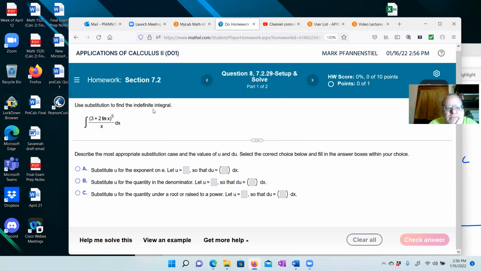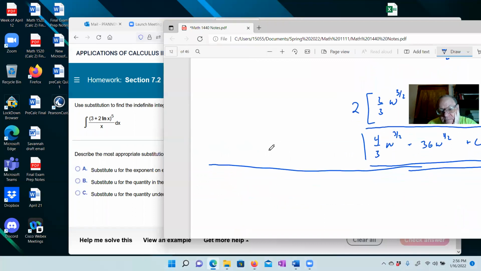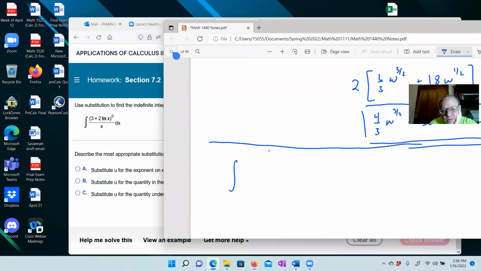Yeah, this will go. Okay, so again, this piece here is kind of screaming at us: let whatever's inside its power be u, because we really don't want to multiply all of this out. So we have the integral of (3 + 2 ln x) all raised to the 5th power. Looks delightful, doesn't it, if I had to multiply that out.